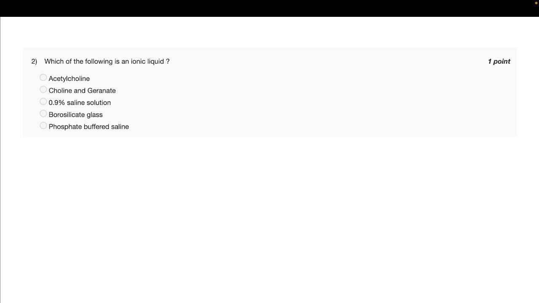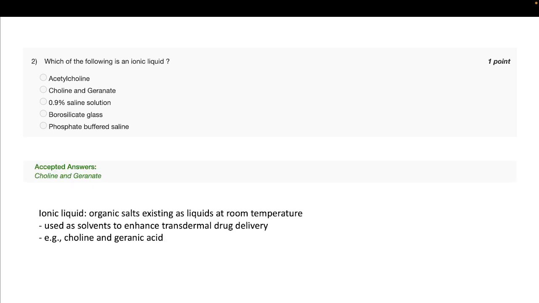Next was, which of the following is an ionic liquid? Ionic liquids are organic salts which exist as liquids at room temperature, and these are mostly used because they are good solvents for all polymers as well as organic and inorganic materials. They are used to enhance transdermal drug delivery, and the correct answer was choline and geranate.